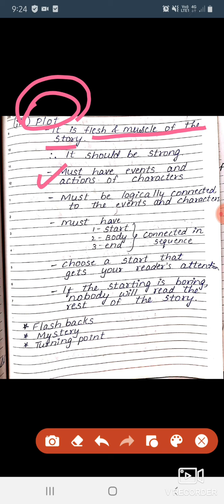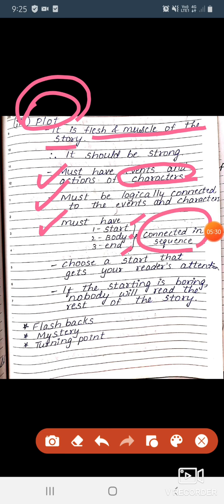So our story must have events and actions of characters. Now the characters which we have selected, the main characters or the side characters or the supporting characters, they should be involved in the stories and the actions which we write. The plot must be logically connected to the events and characters. The plot must be logical. The plot must have a start, a body, and an end, and they should be connected in sequence.